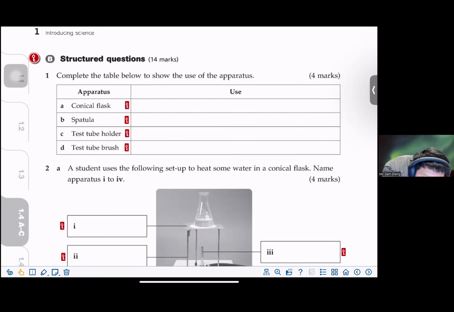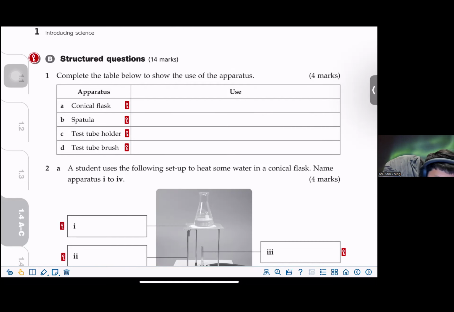Next, for the structural questions, we will complete the table below to show the use of apparatus. Normally in the uniform test, we ask you about some of the functions or the purpose, the use of the apparatus. So it is important for us to memorize the functions and also how to spell the apparatus.